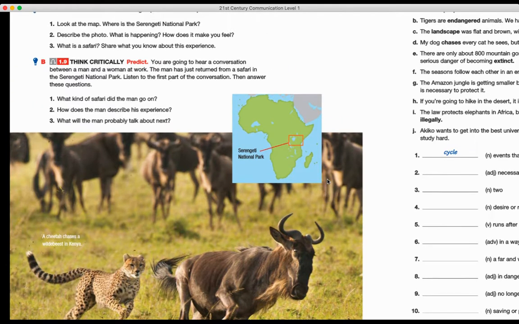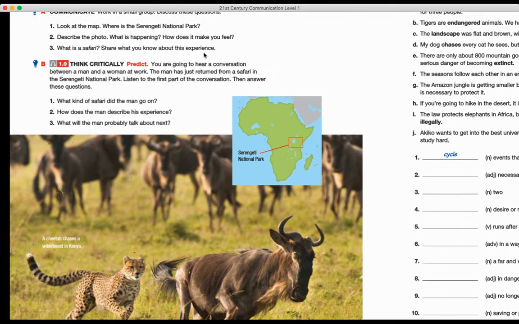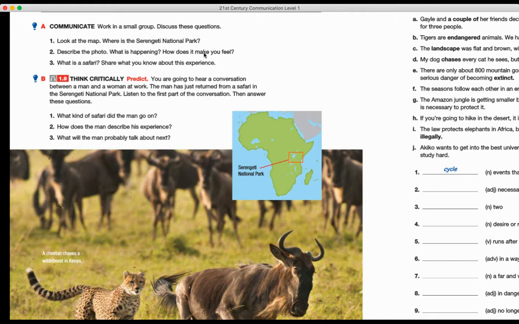Now let's look at number 3. What is a safari? Share what you know about this experience. Well, I have never been on a safari. I think a safari is an adventure or a trip that people take out in the wilderness. I have only been to the mountains, but I have never been to Africa or a very large desert. So I have never been on a safari. How about you? Stop the video and try to explain what is a safari, if you know.